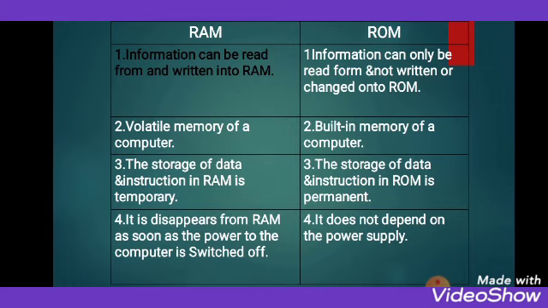RAM, number 3 point: the storage of data and instructions in RAM is temporary. Yes, temporary, I am telling also. And in case of ROM it is permanent. Number 4: in RAM, data disappears as soon as the power of the computer is switched off. It is stable as long as you don't stop the power supply. If you stop the power supply, it will be lost. ROM does not depend on the power supply.